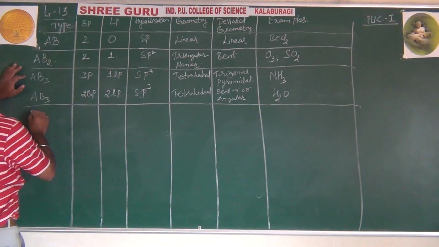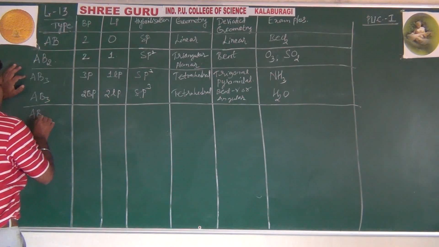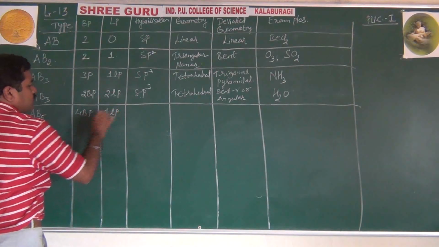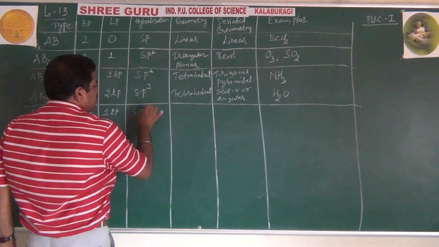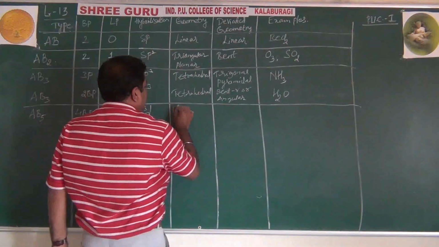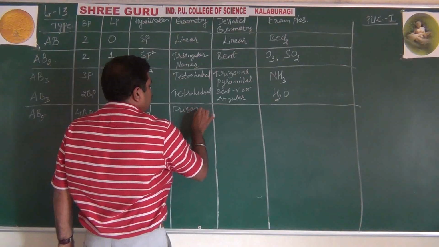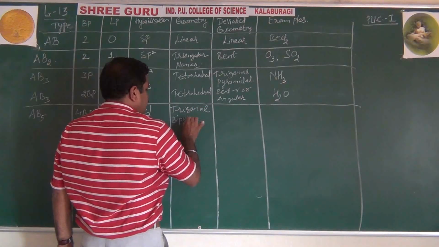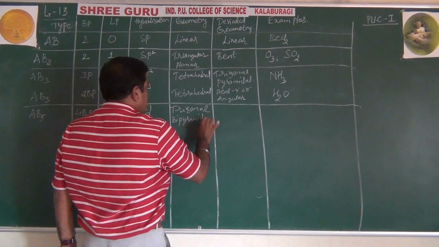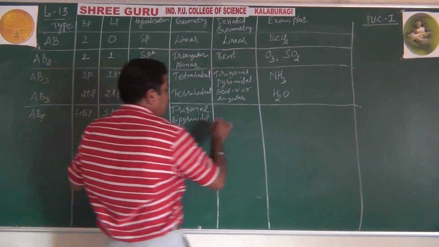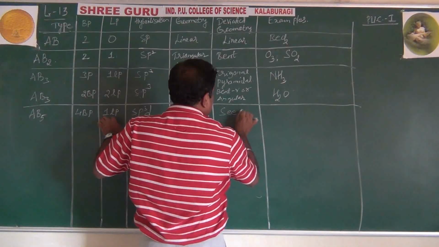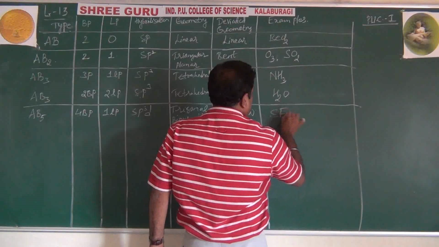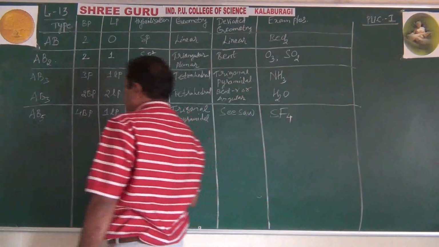If the number of electron pairs is 5, AB5 type: 4 bonding pairs, 1 lone pair, total sp3d hybridization, right? If all are bonding, it is trigonal bipyramidal. If one lone pair enters, it is deviated to what? Called the seesaw structure. Seesaw. Best example, SF4. Okay?